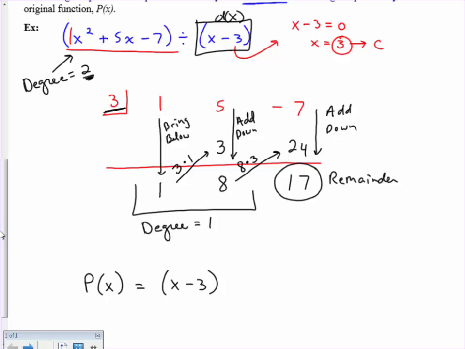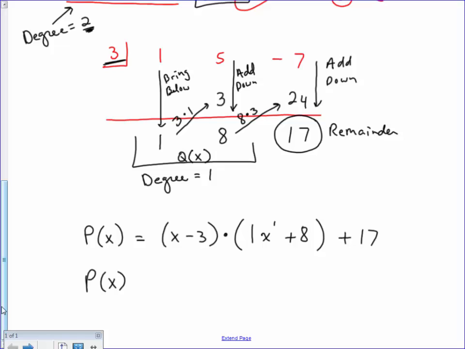And we're able to see that by taking the opposite of this number here. Then you're going to multiply by the quotient. These values here represent the quotient. The 1 is the coefficient on x to the first. And then the 8 always has a power less than that, so that would just be 8, x to the 0. We don't write x to the 0, but just 8. And then we would write plus the remainder. In the final answer, we won't write the ones, so you just have x minus 3 times x plus 8, and then plus 17.